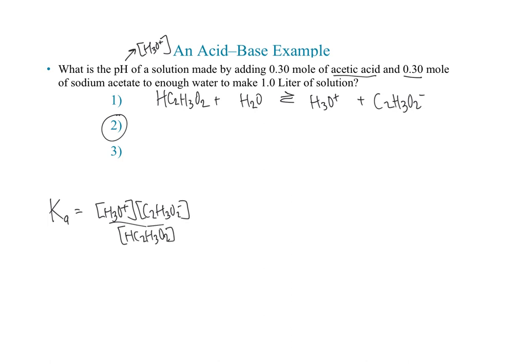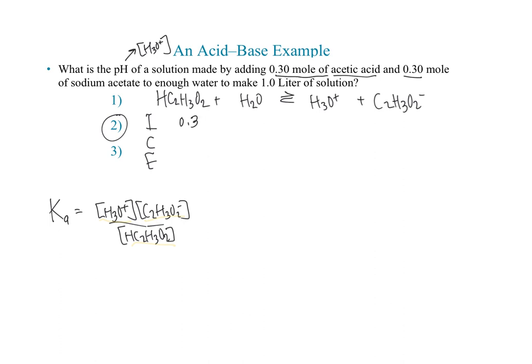Great. And now I'm going to do my ice table. That's step 3. So remember, I have concentrations for my K, right? In here, I'm in concentration of hydronium, concentration of acetate, concentration of acetic acid. So what I'm going to have to do is make sure I'm in concentration in my ice table. So I have 0.3 moles of acetic acid in 1 liter. So I have 0.3 molar.